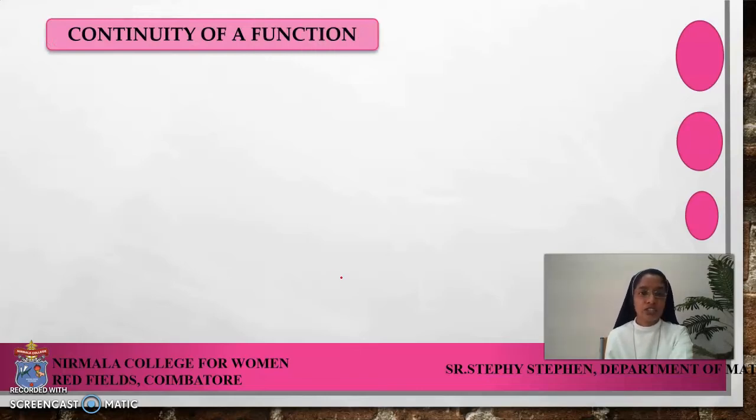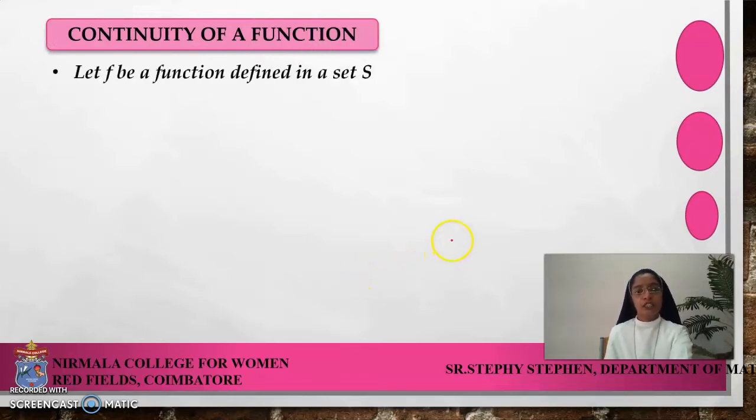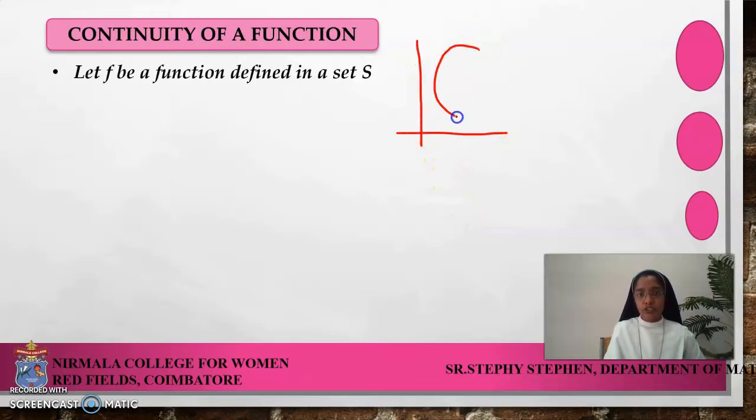The next is continuity of a function. For continuity of a function also, we define a domain and a range.